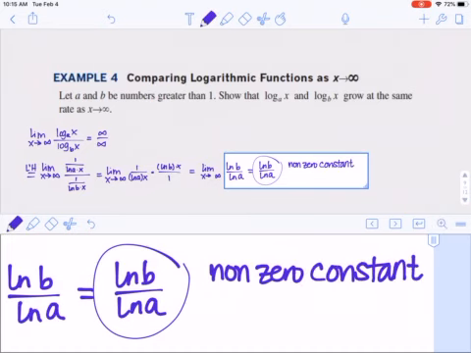So my conclusion would be that log base a of x and log base b of x grow at the same rate.